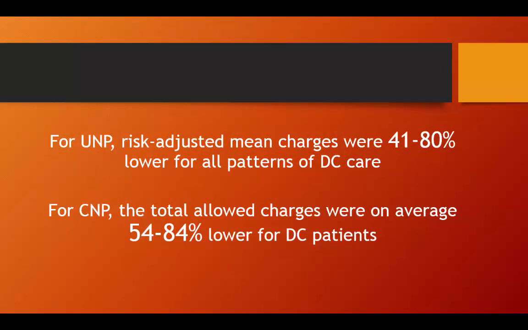For uncomplicated neck pain, risk-adjusted mean charges were significantly lower for all patterns of DC care compared to patterns with MD and PT, with the total allowed charges, depending on the year, 41 to 80% lower on average. These findings were similar for the complicated neck pain cohort, with a few exceptions noted in isolated years. Generally, the total allowed charges were on average, depending on the year, 54 to 84% lower for DC patients.